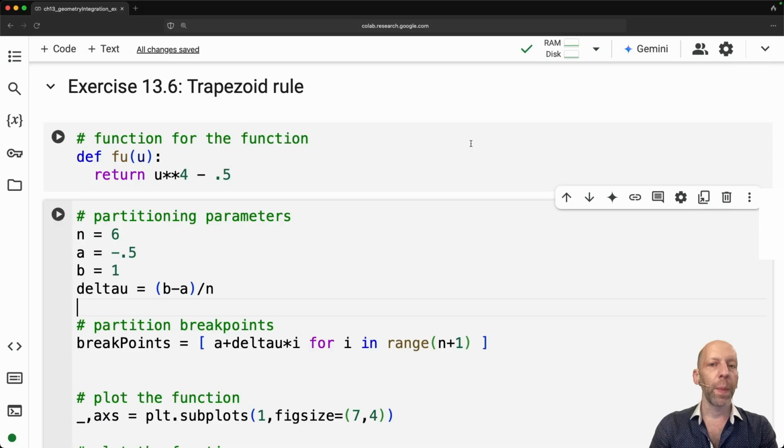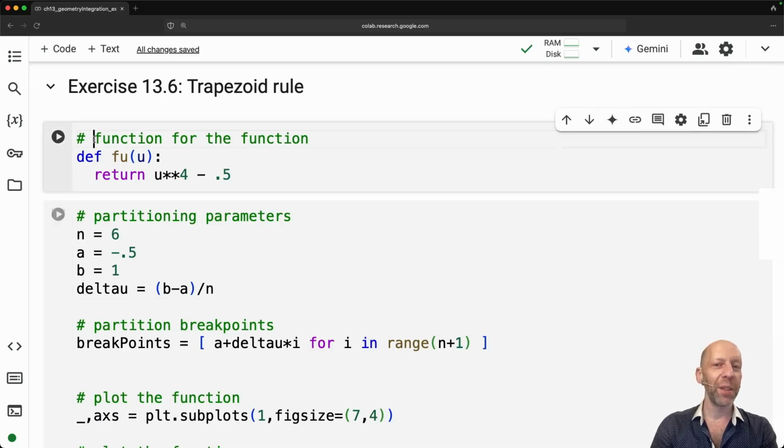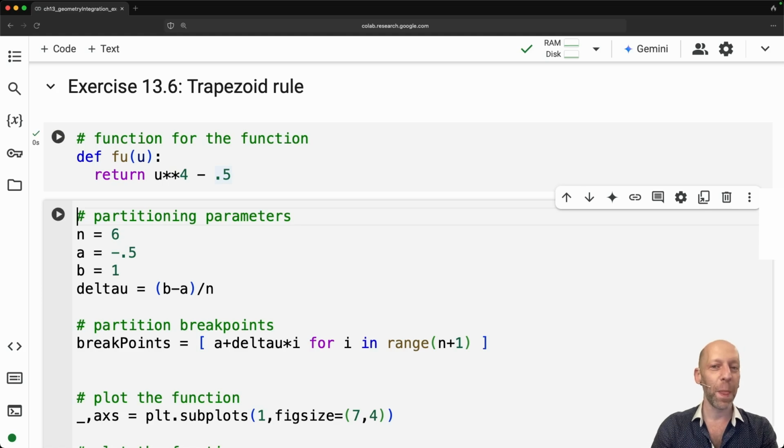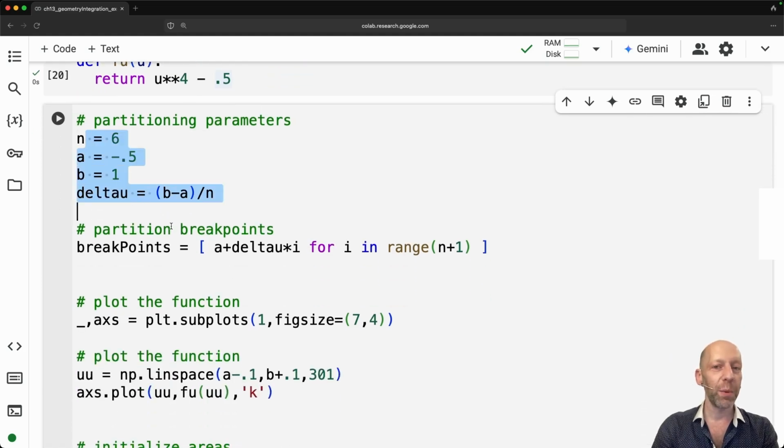Here I define a function for the function. So it's a Python function, fu, that stands for the function of variable u. There's nothing else that this could possibly indicate. So f of u, and yeah, that returns u to the power of 4 minus 0.5. Okay, here are the partition parameters. Here I specify the breakpoints. Remember this from exercise 1. Of course you do. This is defining the breakpoints based on the boundaries and the number of partitions.